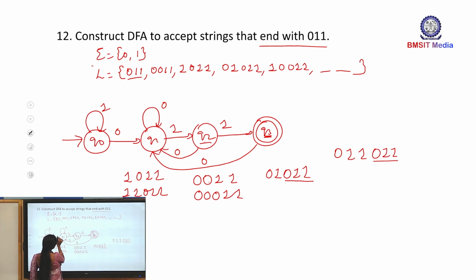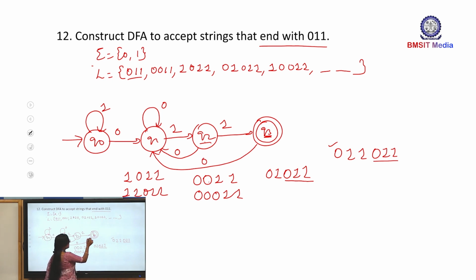Q0 on seeing a 0, I come to Q1. Q1 on seeing a 1, I come to Q2. Q2 on seeing a 1, Q3. Q3 on seeing a 0, we go to Q1. And then seeing another 1, Q2. And seeing another 1, Q3. So this condition gets satisfied here. Any such strings will get satisfied here.